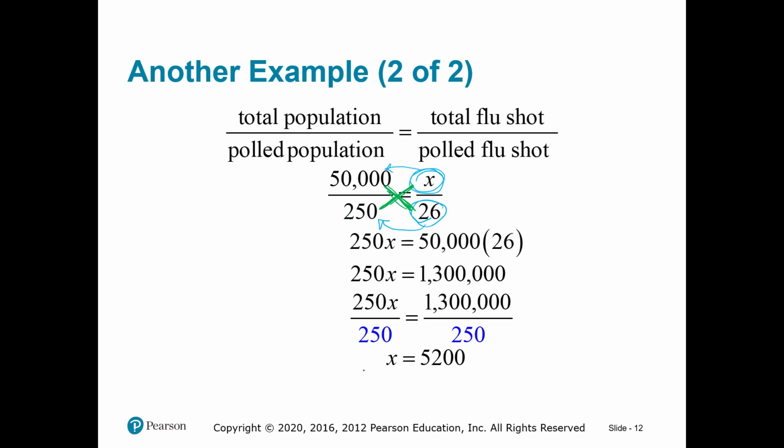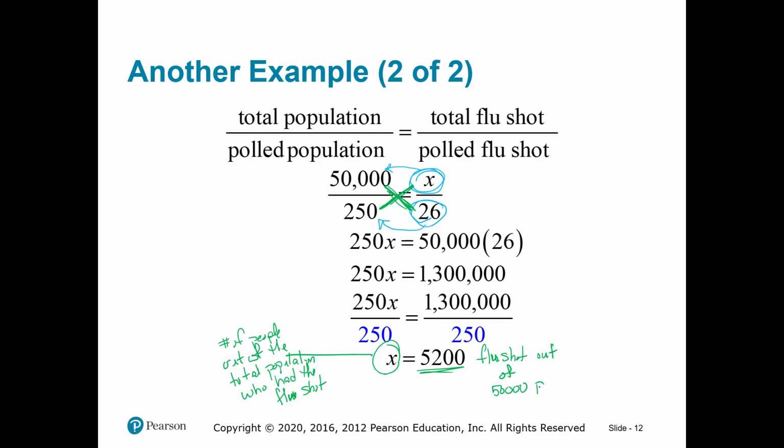Okay. Remember what x stood for in the previous slide. X was the number of people out of the total population who had the flu shot. So, out of 50,000 people, 5,200 had the flu shot. Are we good? Does that make sense? Okay, perfect.